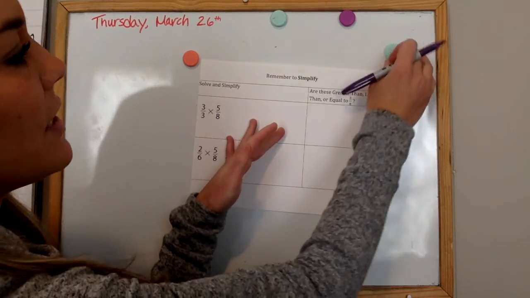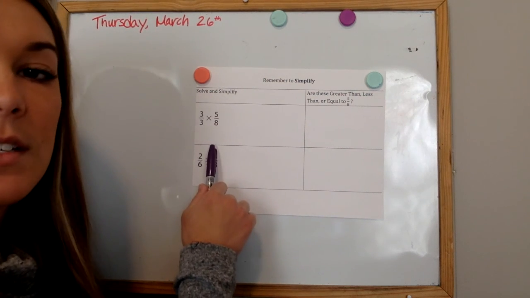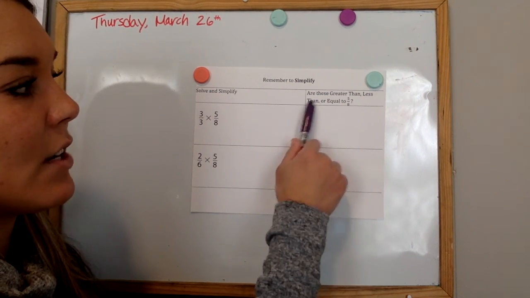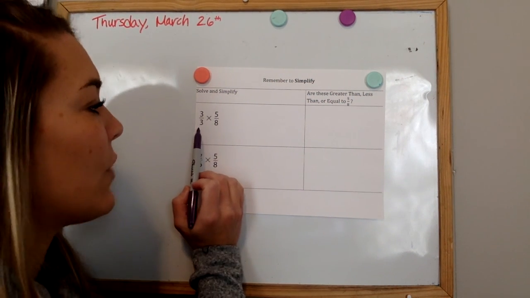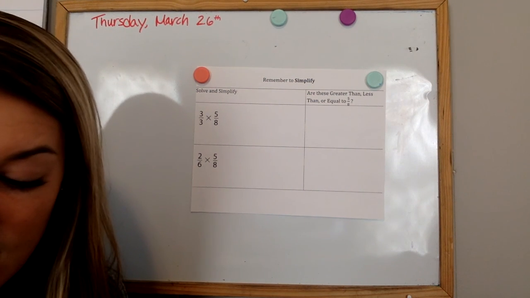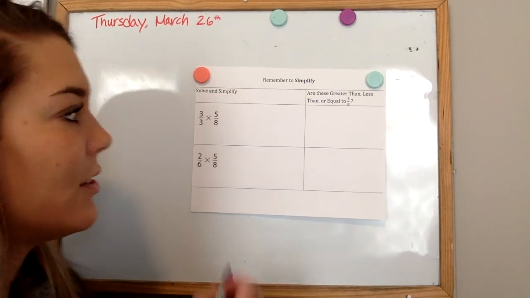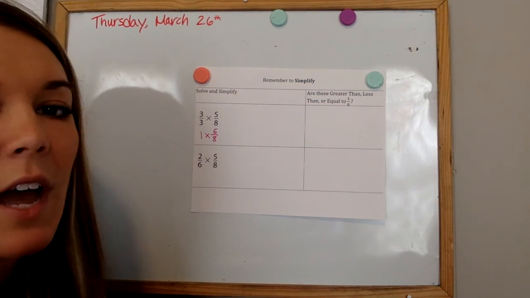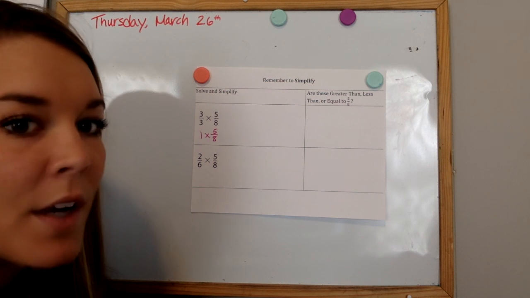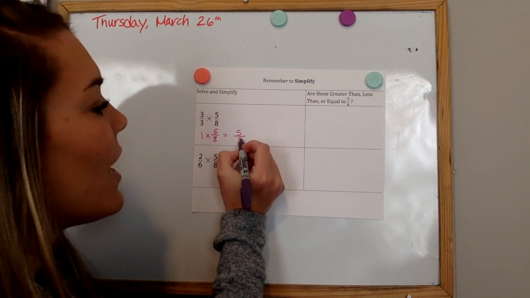And the last thing I'm going to show you is just some stuff we did on simplifying. So we're going to solve these, and then we're going to compare greater than, less than, or equal to one of the factors, which we're going to be looking at 5/8, okay? I put this one because I want you to remember, when you see a fraction with the same numerator and denominator, you know it's equal to 1. So this one's easy. 3 over 3 is 1 times 5 over 8. Okay, well, I know that 1 times anything is itself, so 1 times 5/8 equals 5/8.